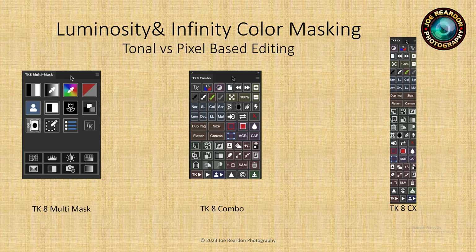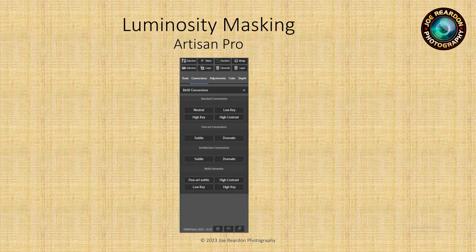Now this is what the luminosity panel looks like. We've got the TK8 multi-mask on the left, the TK8 combo, and the TK8 CX panel. I typically will use just the multi-mask and the TK8 combo in my workflow. The TK8 CX is basically identical to the combo, just the way I've set my screen up. So it's identical. You can set it up with either one.